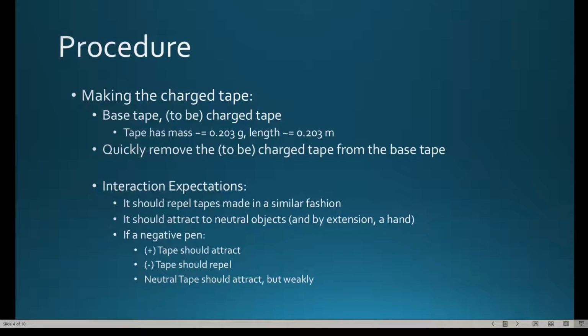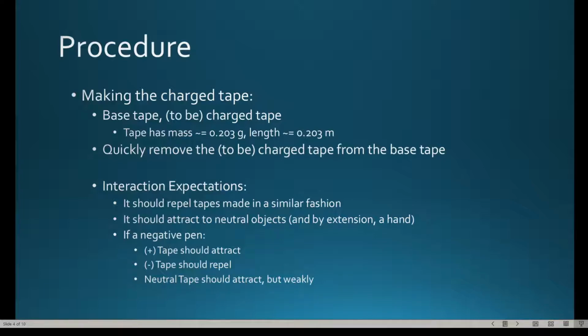Some expectations about how the tape will interact with its surroundings now that it's charged are that it should repel tapes made in a similar fashion. It should attract to neutral objects, such as one's hand or a book or a table. And if you have a negatively charged pen, should the tape be positively charged, they should attract. If the tape is negatively charged, it should repel. And if the tape is neutral, they should attract, but not to as significant a degree as if the tape were positive.